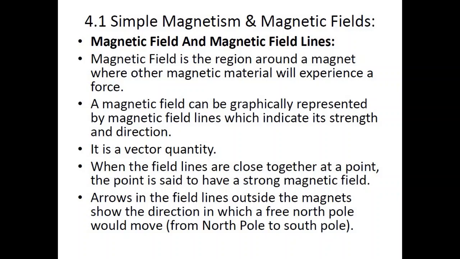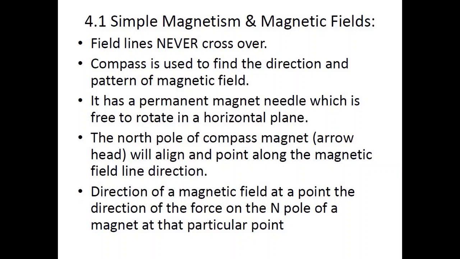When the field lines are close together at a point, it means that the magnetic field is strong at that certain point. Arrows on the field lines outside the magnet show the direction in which a free north pole would move, and the field lines always go in the following direction. They originate from the north pole and go towards the south pole. Field lines never cross over. So if you are drawing a diagram of field lines around a magnet, never overlap them, either in paper 2 or in paper 4.